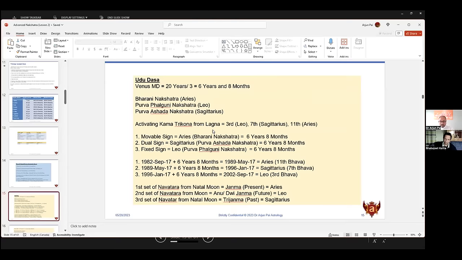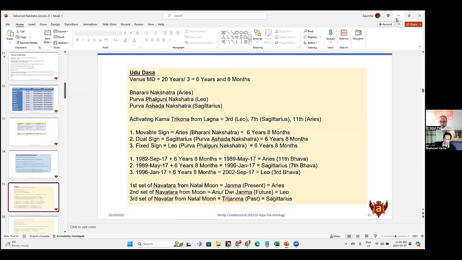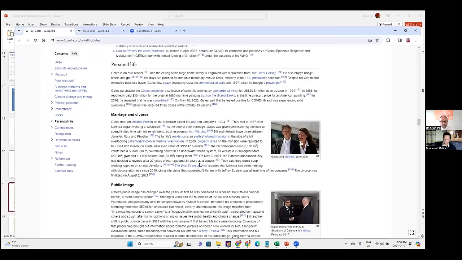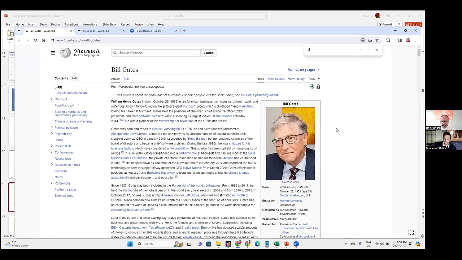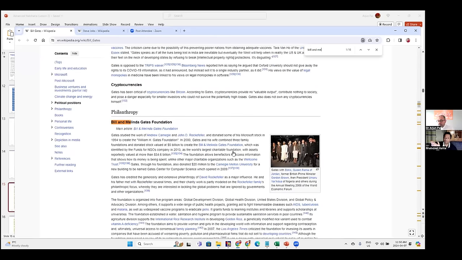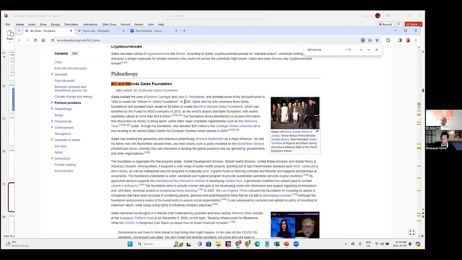Now, one event of his life, let us take and see from this, because it is something that will have a future bearing. The event is, I will tell you, they founded the Bill and Melinda Gates Foundation in 2000. So 2002, they did.